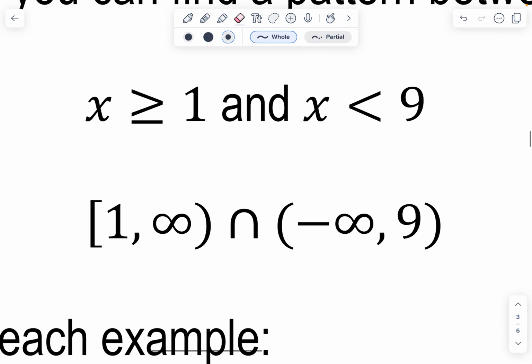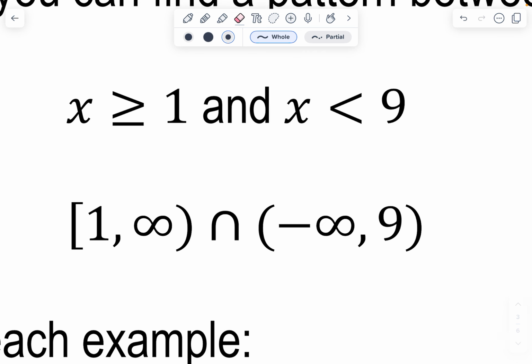All right, next one right here. This is an and inequality. In interval notation, this symbol right here is the and symbol. But in math words, it is intersection.